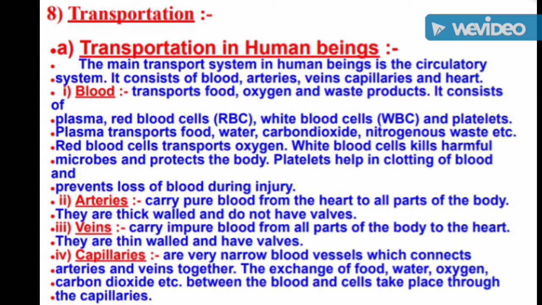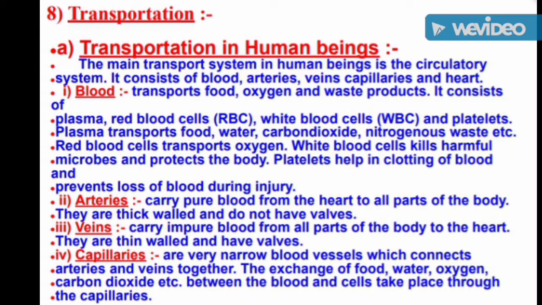Next is capillaries. Capillaries are very narrow vessels which connect arteries and veins together. The exchange of food, water, oxygen, carbon dioxide, etc. between the blood and cells takes place through the capillaries.